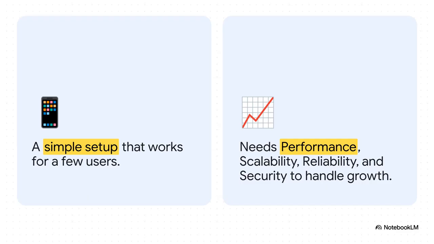A small app for a school project can have a simple setup, but a massive global app has to be blazing fast. That's performance. It has to be able to grow to millions of users without falling over. That's scalability. It can never go down. That's reliability, and it has to protect all of our data. That's security. These are the huge challenges that system design is all about solving.